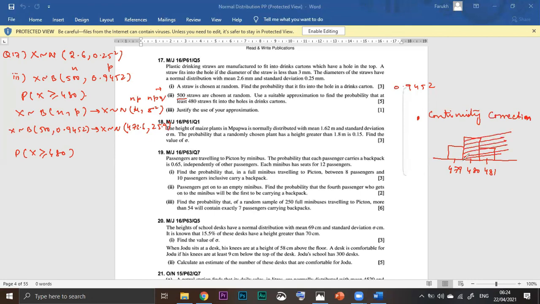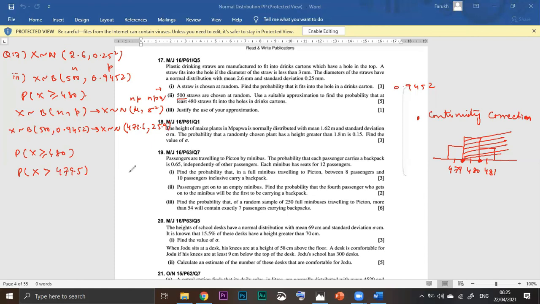So we will write down 479.5 or 480.5. If we write x greater than 480.5, then we will miss the rectangle of 480. So we will have to write down 479.5. Now we will convert this one into z.